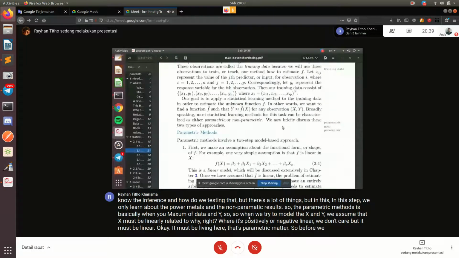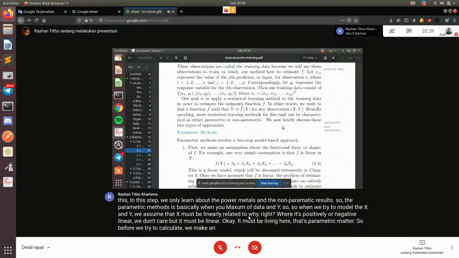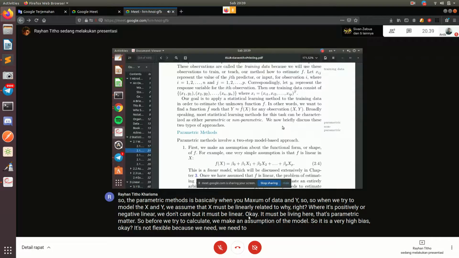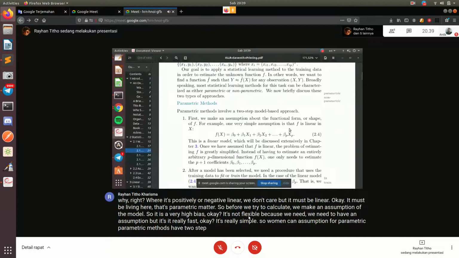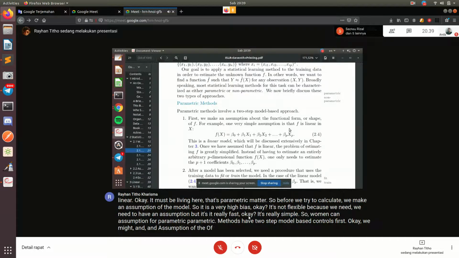So before we calculate, we make an assumption about the model. So it has a very high bias. It's not flexible because we need to have an assumption, but it's really fast and really simple. Parametric methods have a two-step model-based approach. First, we make the assumption that x and y are linearly related.